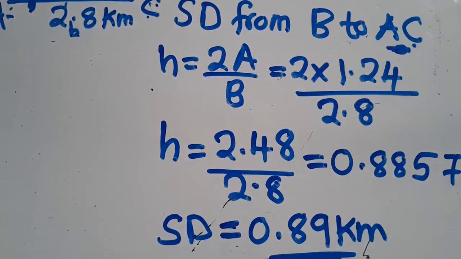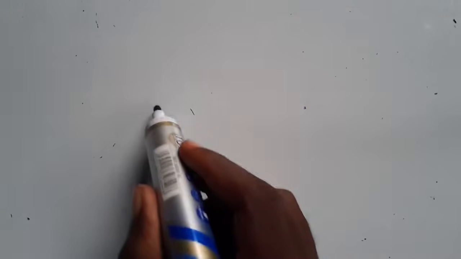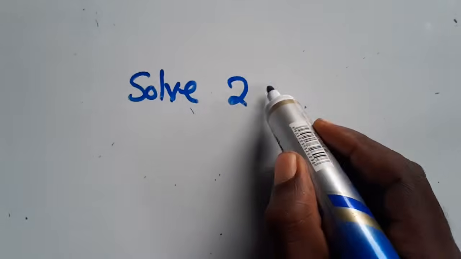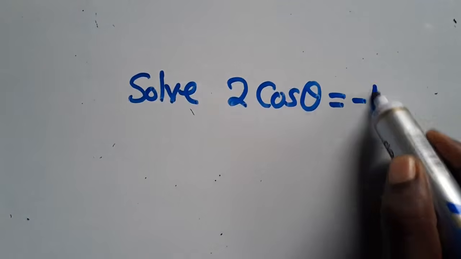We now move to our last question in today's lesson. This last question is telling us to solve 2 cos theta equal to -1.